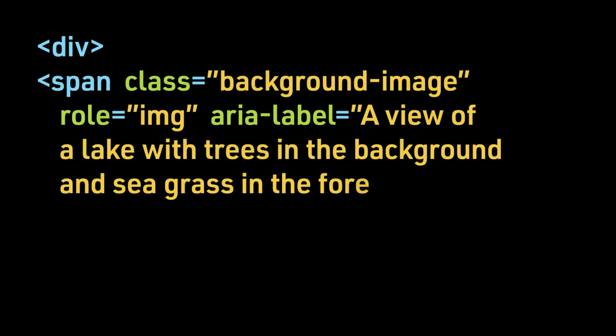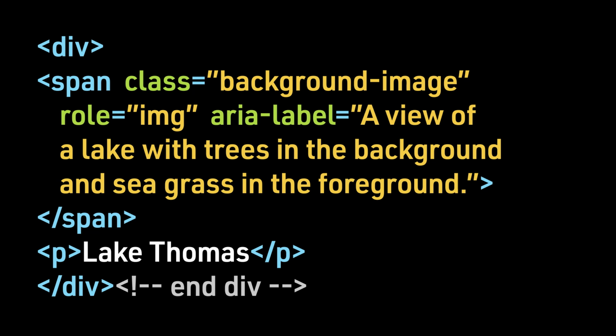Here is an example. Div opening tag, span opening tag, class equals "background image" in quotation marks, role equals "image" IMG in quotation marks, ARIA label equals "a view of a lake with trees in the background and seagrass in the foreground" in quotation marks, end span, P opening tag, Lake Thomas, P closing tag, end div.